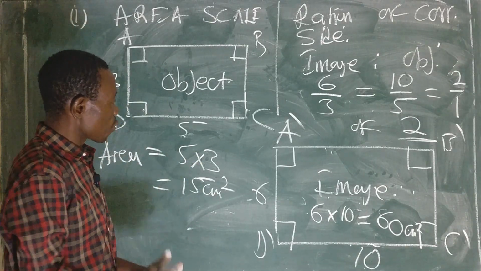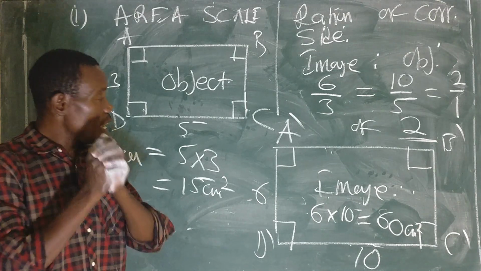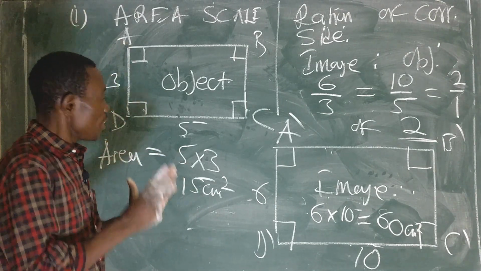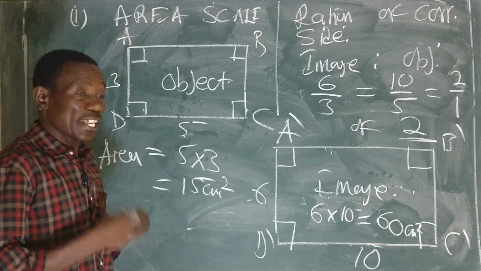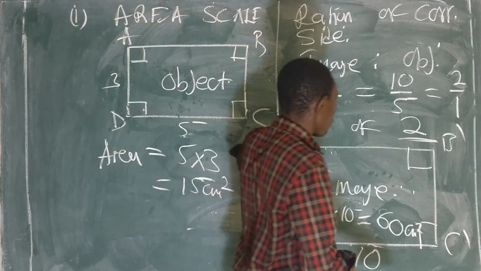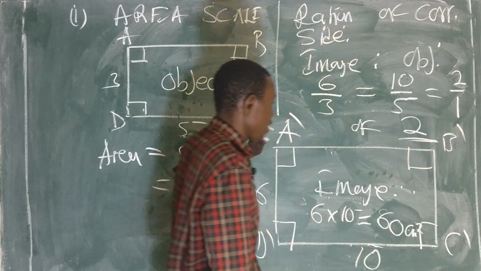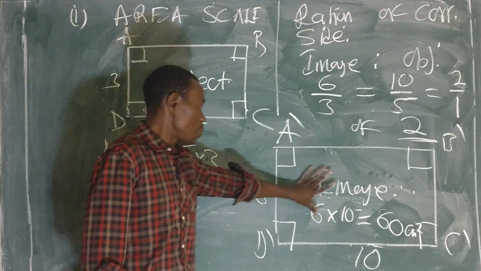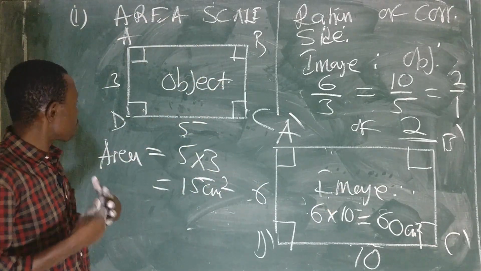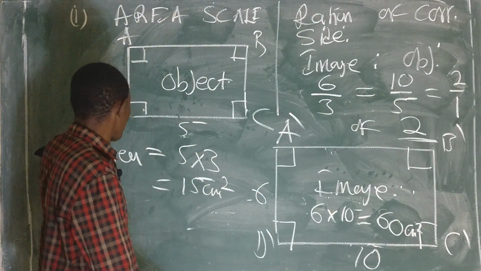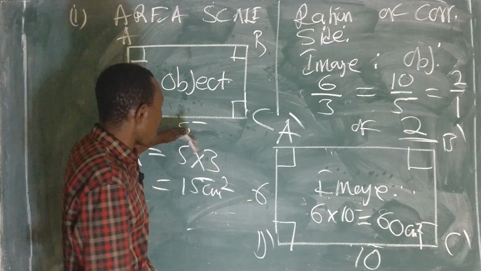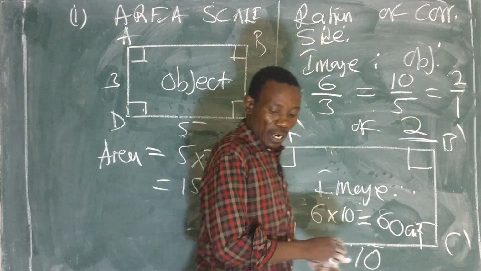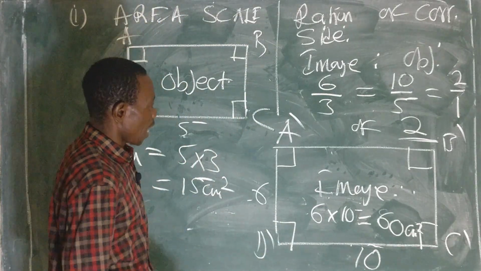Right. So this is always true in all circumstances. When you take the ratios of the corresponding sides of the image and the object, for subjects which are similar, the ratios of the corresponding sides will always be the same. Like here, this figure is similar to this. Ratios of the corresponding sides here, 6 to 3 and also 10 to 5, are all giving us 2 to 1, the same. Right, let's put that one aside.